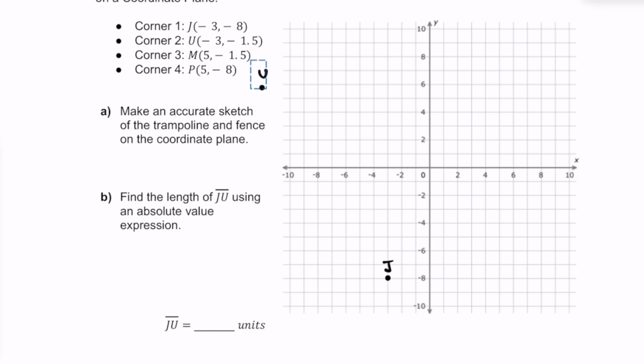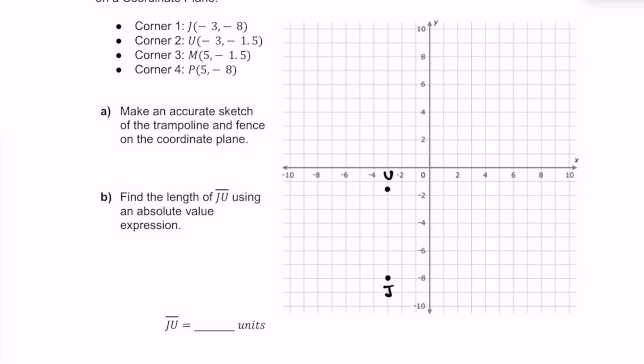So for U, let's start at the origin. We're going to move 3 units to the left, so 1, 2, and 3. Then we're going to move 1.5 units down, so 1 and then 1/2. So just like this. That's halfway between those two lines. I think I'm going to move this J on the bottom here, just because I think it's going to be in the way in a little bit.